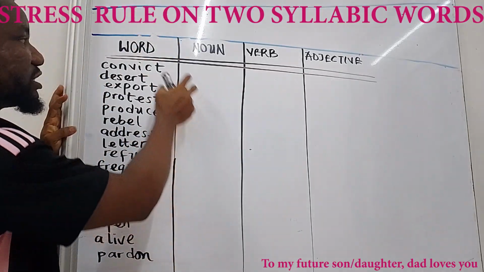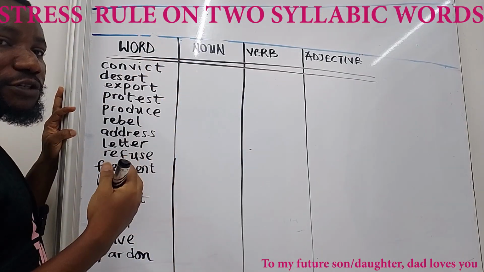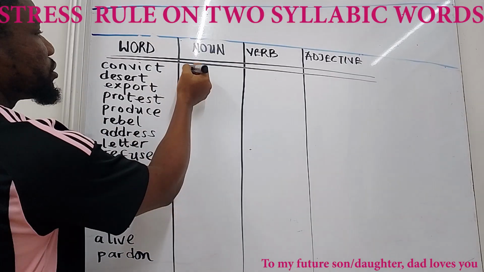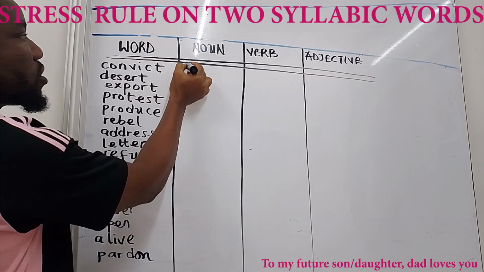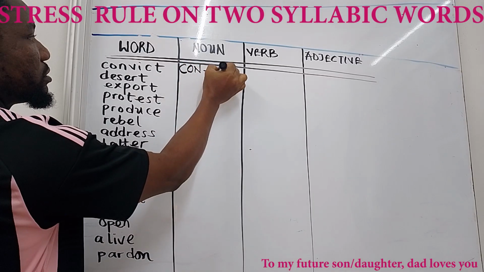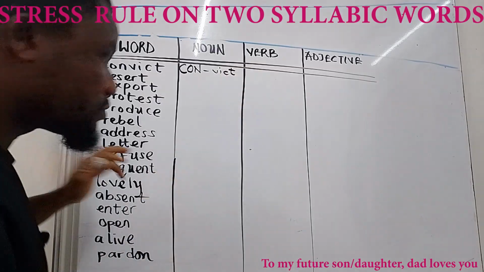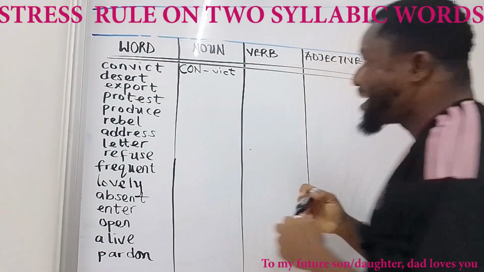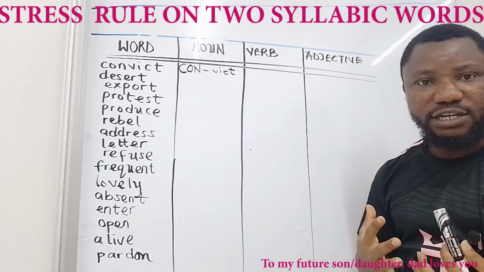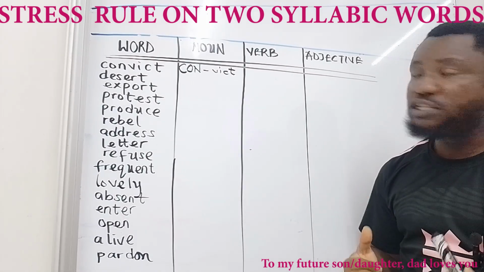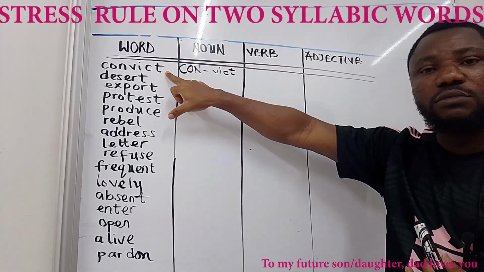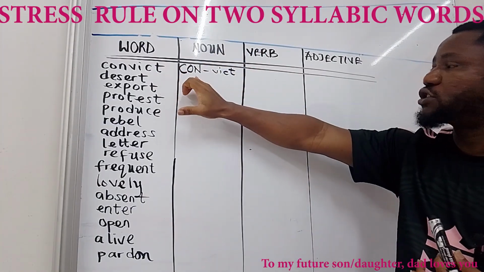I'm going to be representing the stressed syllable with capital letters and the unstressed syllable with lowercase. So the right way to stress this word as a noun is convict. We're talking about a convict in a country. So when you have two-syllabic noun words, you put the stress on the first syllable.